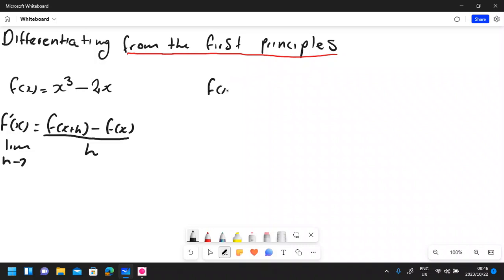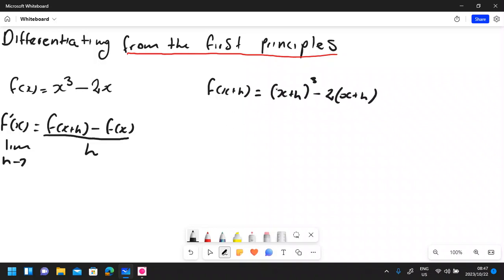F of x plus h: wherever there is x, we must substitute x plus h. So if we look at our function there, we have x cubed minus 2x. So wherever there is x, we put x plus h. Now this is going to be x plus h to the power of 3 minus 2, but wherever there is x, we put x plus h, so minus 2 times x plus h. So this is our f of x plus h.